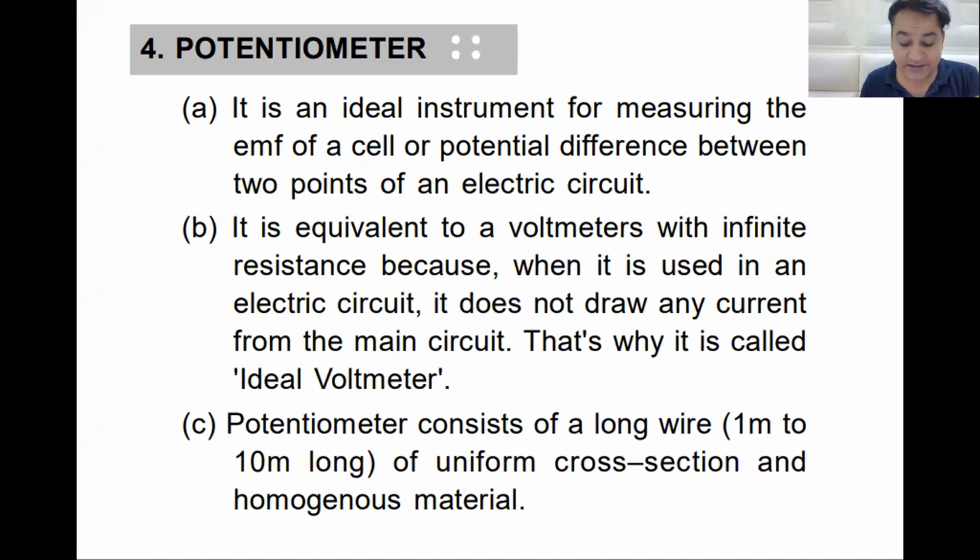It does not draw any current from the main circuit, so we can use it for measuring potential difference. You might have read about its uses. Potentiometer is used to find out the value of internal resistance of a battery and to compare the EMF of two batteries. Yes or no? Yes, sir. But you can use it to measure voltages. At the same time, you can use it to measure unknown resistance as well.